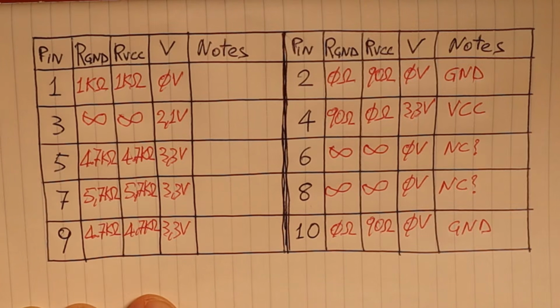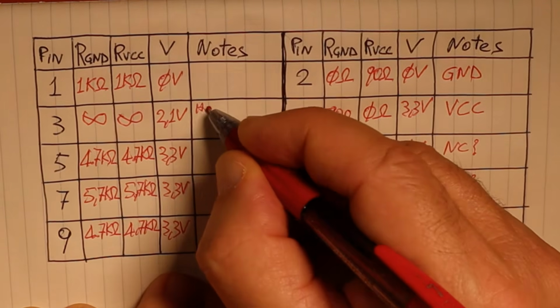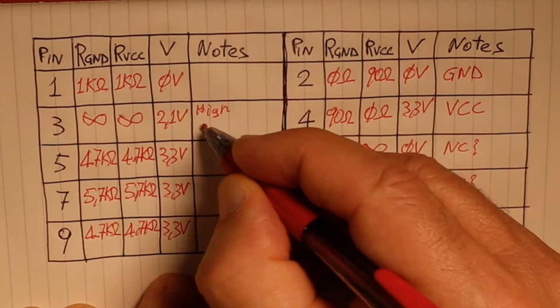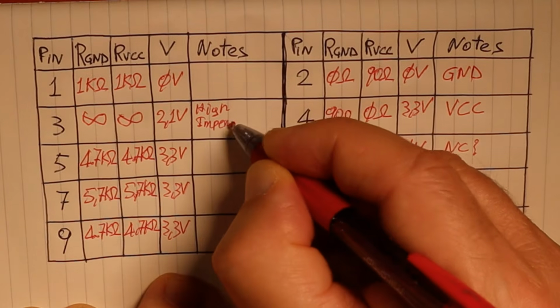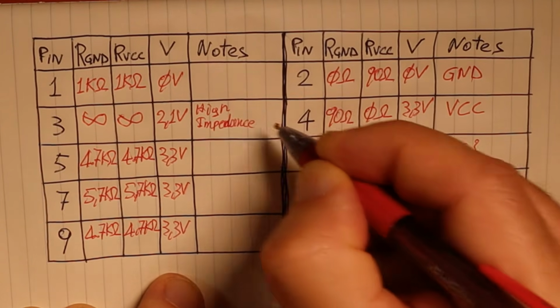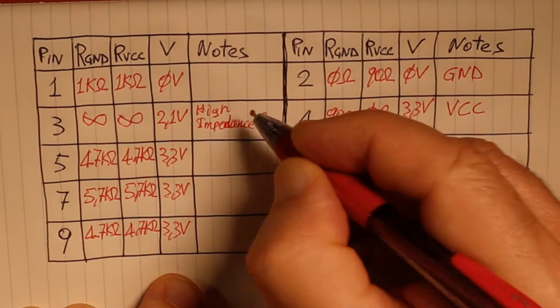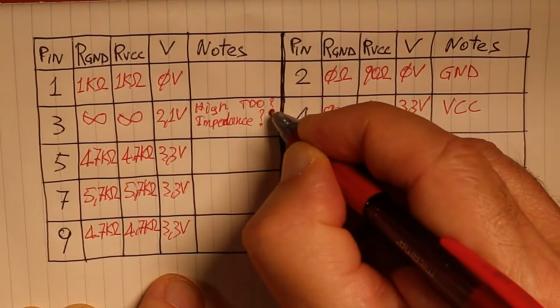Pin 3 seems floating at some random voltage. It could be a high impedance pin, but again we are not sure. Because TDO is often a high impedance pin, this could be TDO.